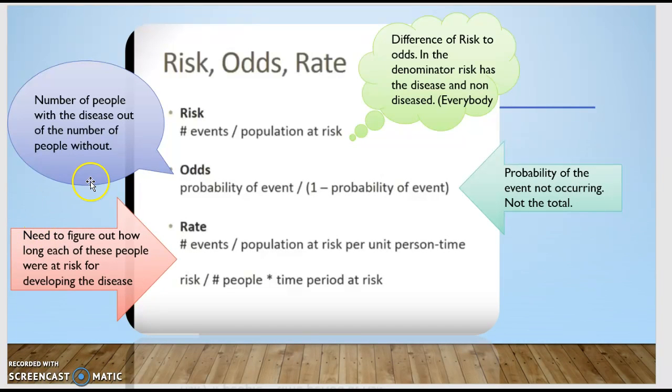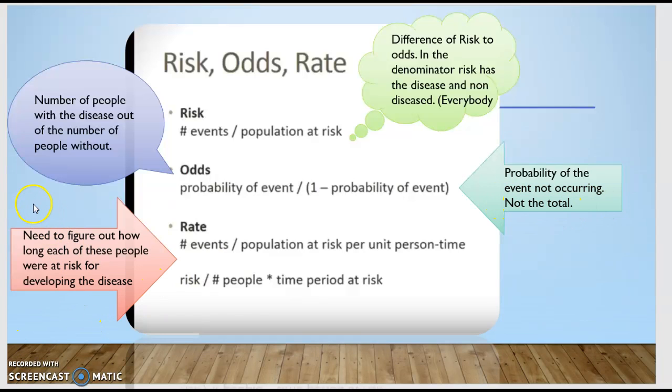Risk, odds, and rate. Risk is the number of events over population at risk. The difference of risk to odds is in the denominator. Risk has the diseased and non-diseased, or everybody. It is important to know that odds is the number of people with the disease out of the number of people without. So it would literally mean the probability of the event out of the probability of the event not occurring. Just a side notation, in the denominator of the odds, the probability of the event not occurring would be used, and not the total as we've seen in risk.